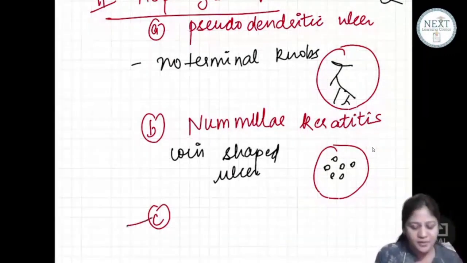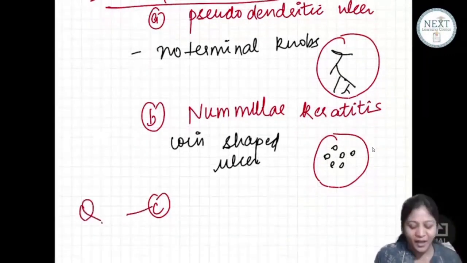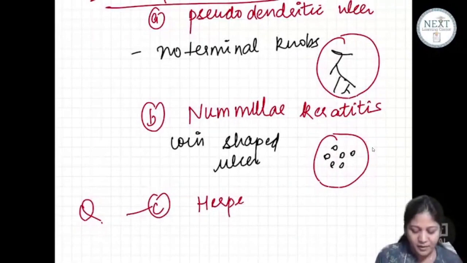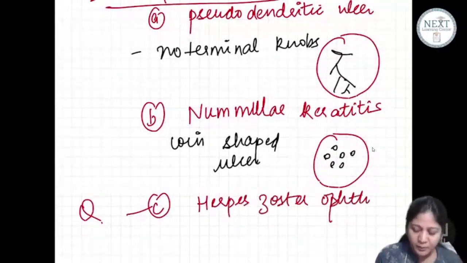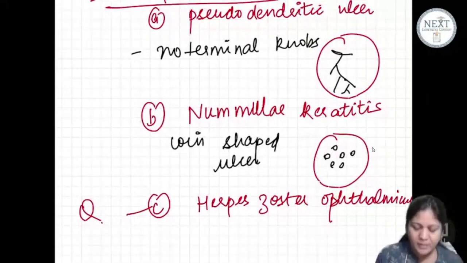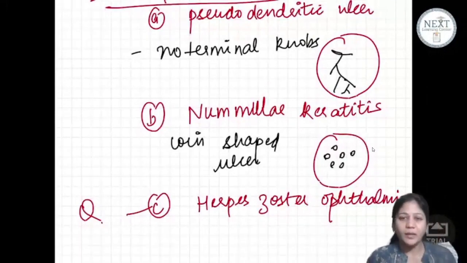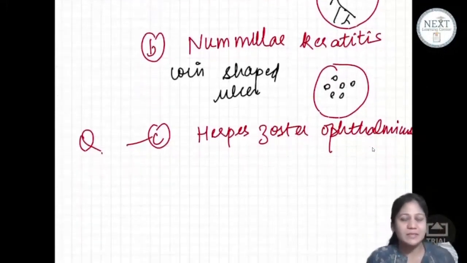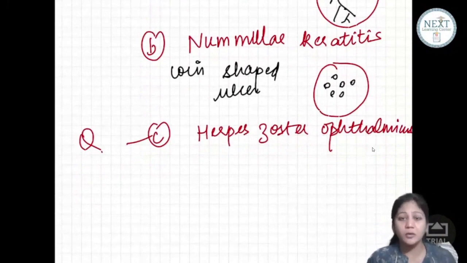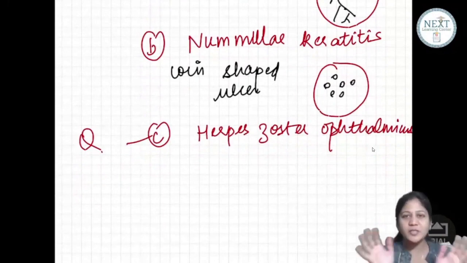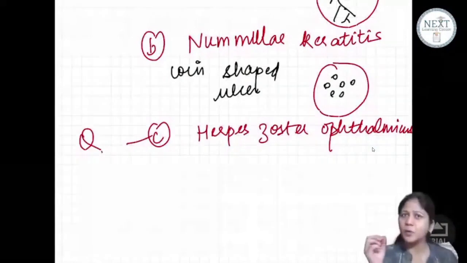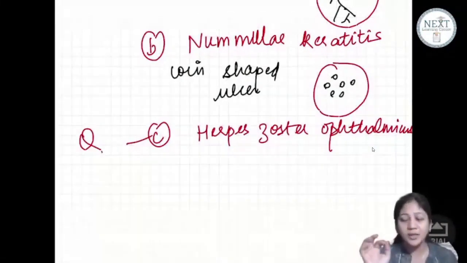Now here comes the very important question, herpes zoster ophthalmicus. Okay, a question has come on this many times, children, herpes zoster ophthalmicus. Now I'll show you a picture first and then I'll explain what is this herpes zoster ophthalmicus. Okay, you all must have had chicken pox, you must have got chicken pox in your childhood, right? Chicken pox.